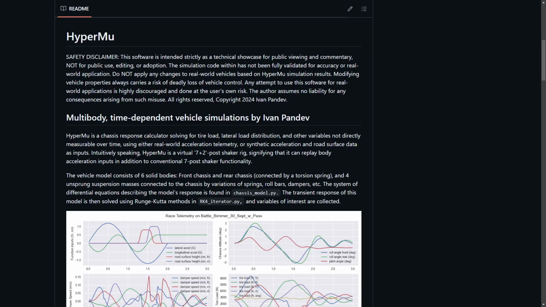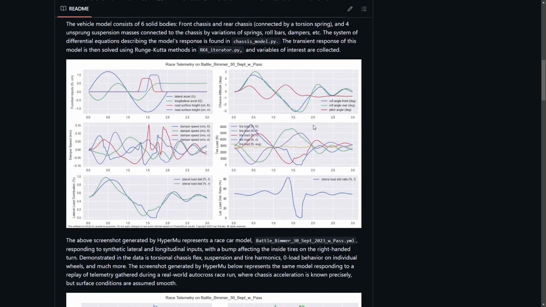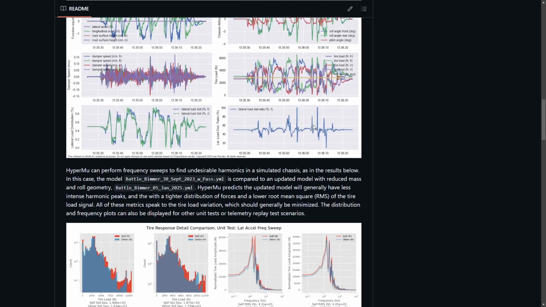Good morning. My name is Ivan Pandev, and welcome to the second devlog entry for HyperMu. HyperMu is an original vehicle dynamics simulator using multi-body physics written in Python.